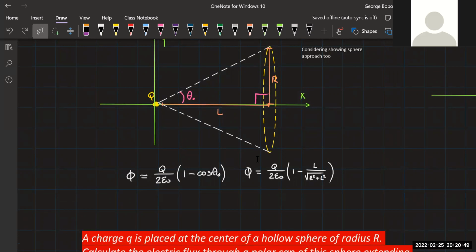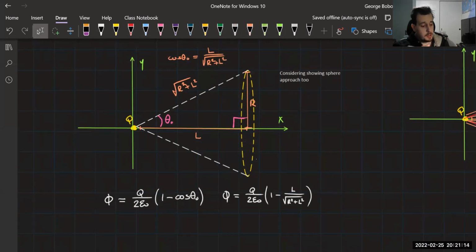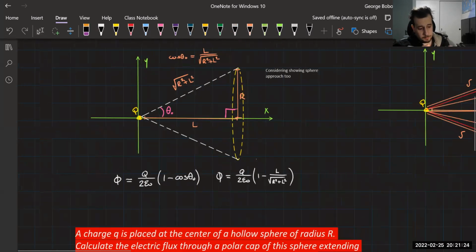Cosine theta is changed to the coordinate. Can you see that this side here is square root of r squared plus L squared, and that cosine of theta naught is literally L over this? Can you see it now? Can everybody follow what's going on here? This cosine is adjacent over hypotenuse there. And that's exactly what we have here. You see it now?